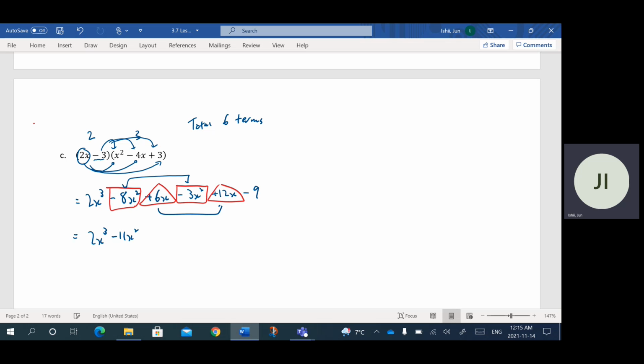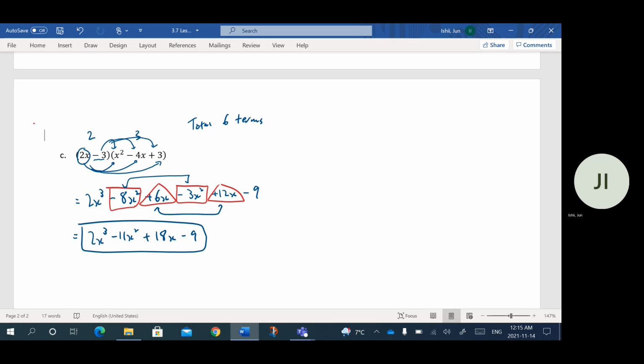And then these two here. So that's 6x plus 12x is 18x. And we have minus 9. Okay, so that is now the expansion of this, simplified.